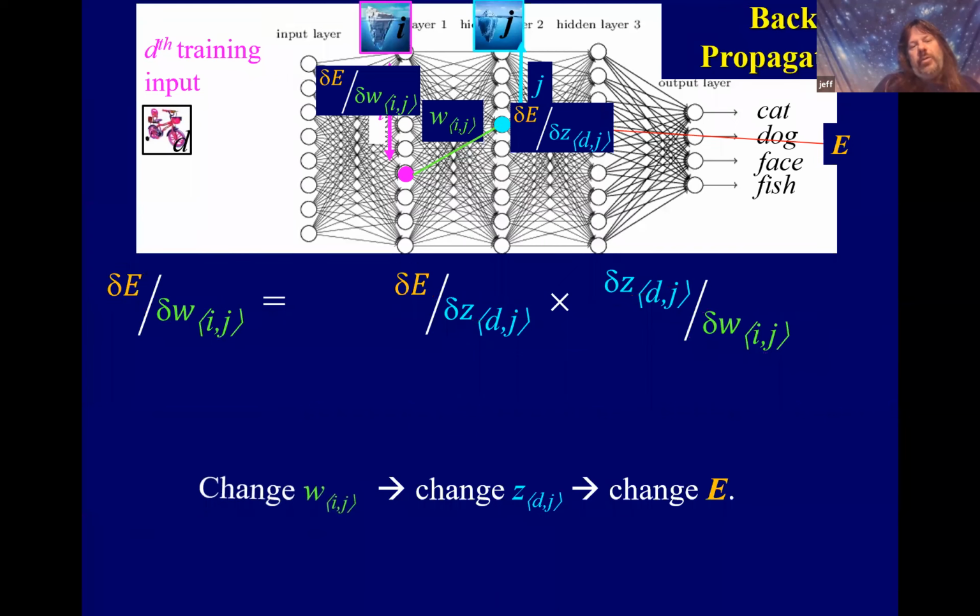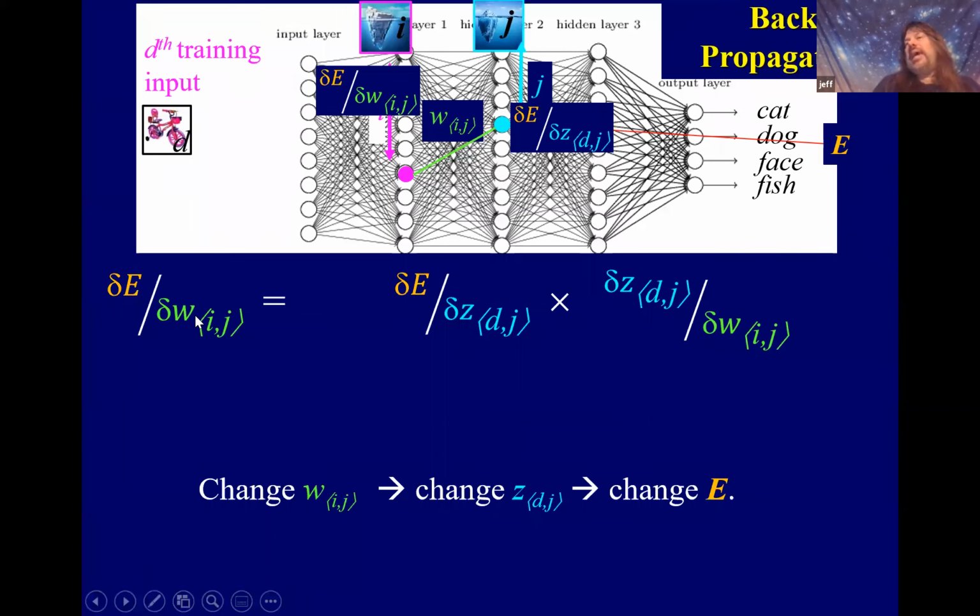And just to review what we got here, right? We're looking at, you change the weight, the W, a little bit. That changes the Z a little bit, and that changes the error a little bit. And we want to know how those changes relate to each other. That's what this equation says, right? It's how does the Z change when you change the W? How much does the error change when you change the Z? How much does the error change when you change the W, right? That's what we're looking at.